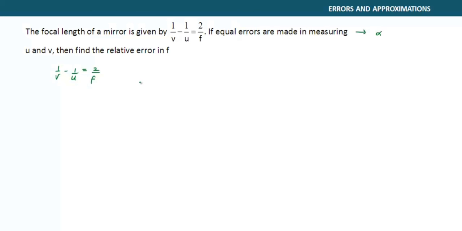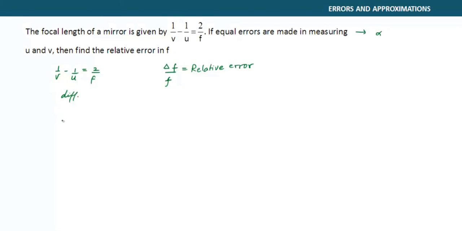The mirror formula. So if equal errors are made in measuring U and V, you have to find the relative error in F. So what will be the relative error? Yes, relative error will be just delta F by F, no 100, because this is equal to relative error, and this is the target that we have to find in this question. Okay, so how should we proceed in this question? Give me a hint. No worries, just simply divide it, right? Oh, sorry, I'm saying divide, differentiate it. As simple as that. Very simple problem.